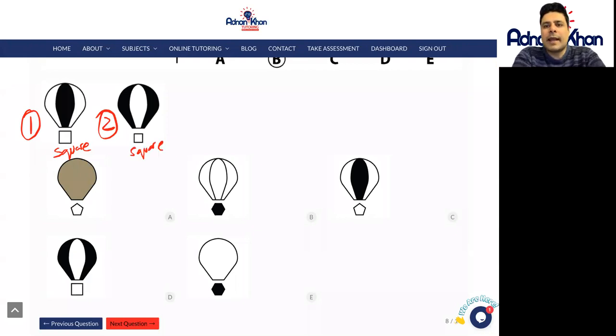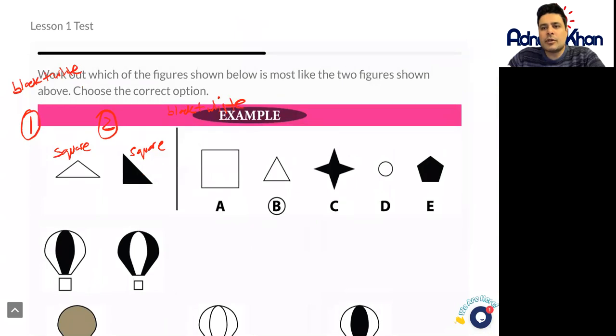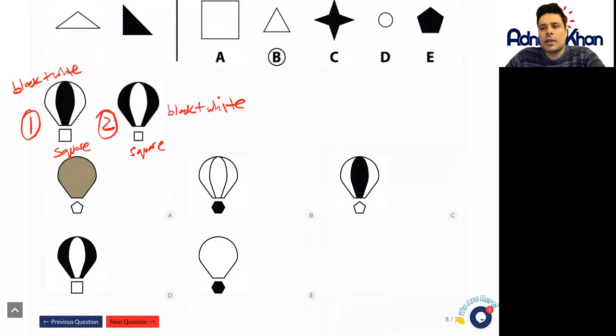I can see that this is a black and white balloon, and the same here, a black and white balloon. All right. Now let's have a look and see the original question again. How many options? So choose the correct option. So we're looking at one correct option in this case.